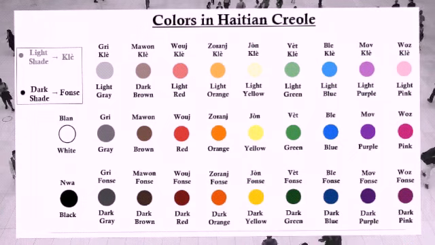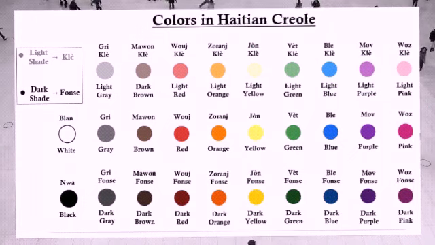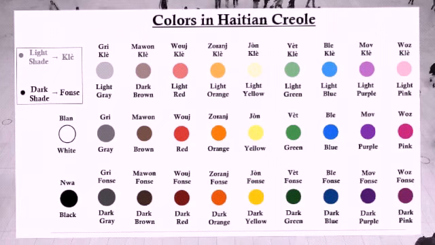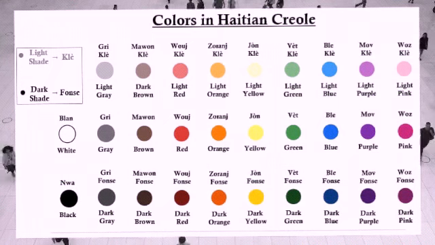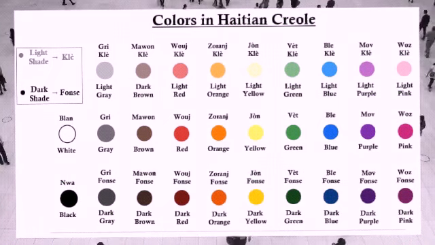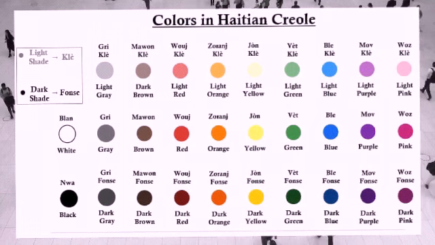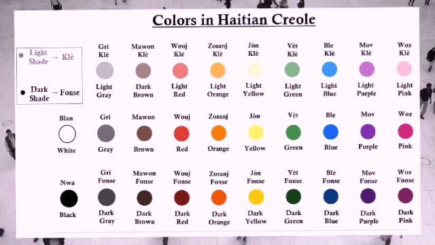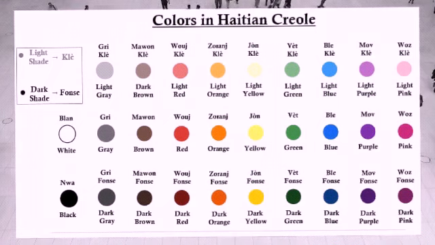White, blanc. Gray, gris. Brown, marron. Red, rouge. Orange, orange or jaune abricot. You can say orange or jaune abricot.